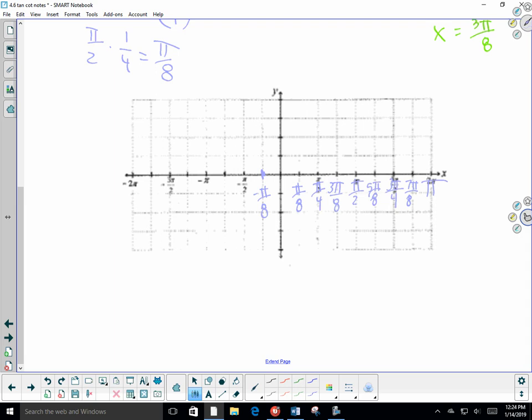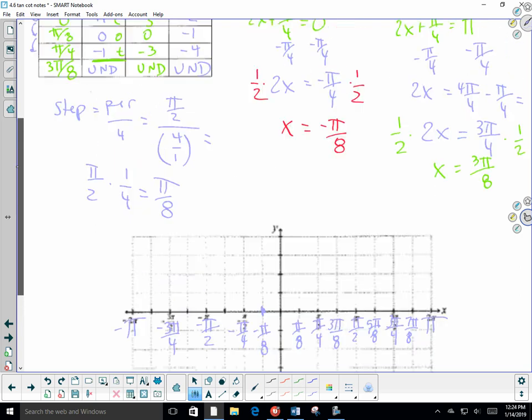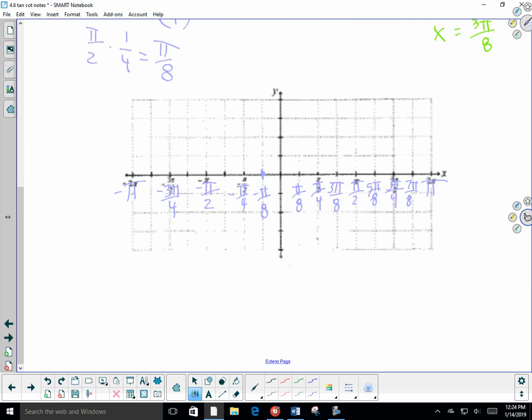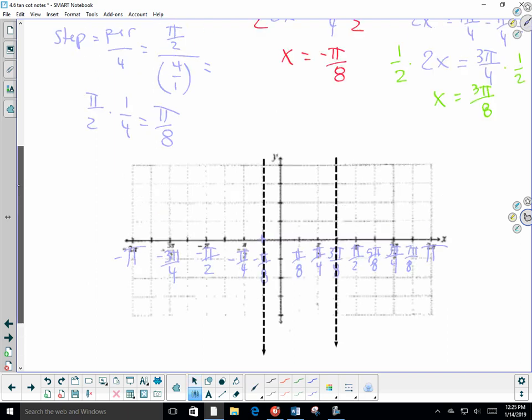And I could change a few of these over here so that they match. That's going to be -π/4. That's going to be -π/2. That's a -3π/4. And that's a -pi. So in this case, I'm going to fill in those vertical asymptotes at -π/8 and 3π/8. So, oops, let's get those in here, -π/8 and at 3π/8. Okay?